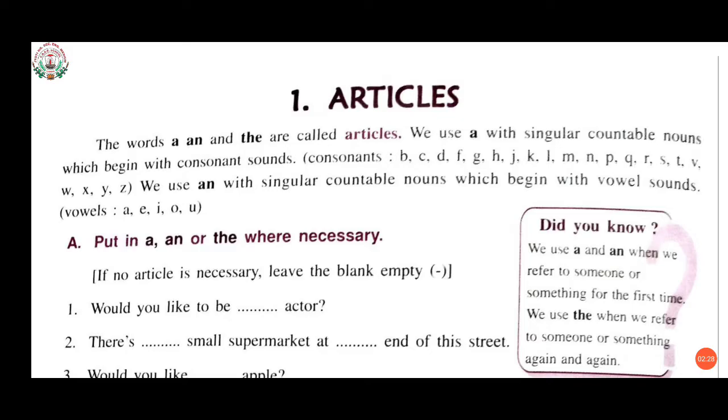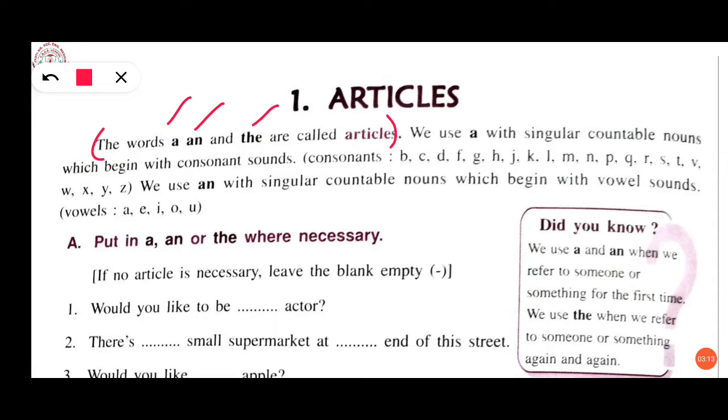Now, students, I have explained to you in my words. Now let's see what is given in your book. In your book it is given that the words a, an and the are called articles. And as I said, articles are the words that define a noun. Mainly articles are the words a, an and the, and they come before a noun. So here in your book it is given that the words a, an and the are called articles.